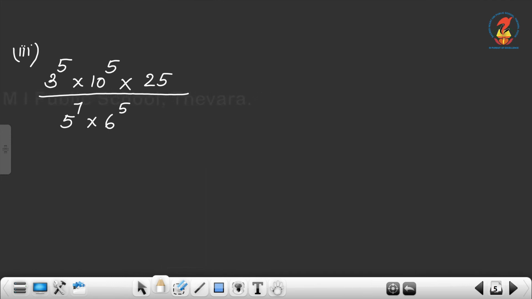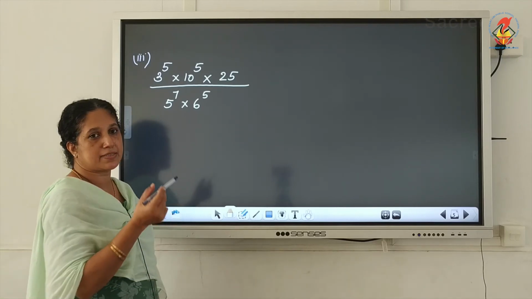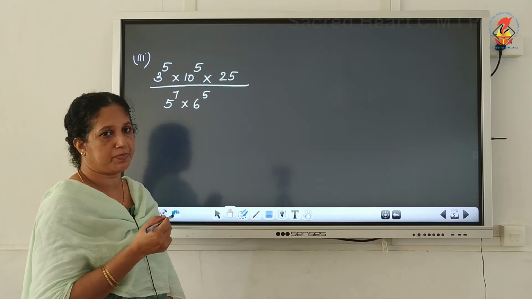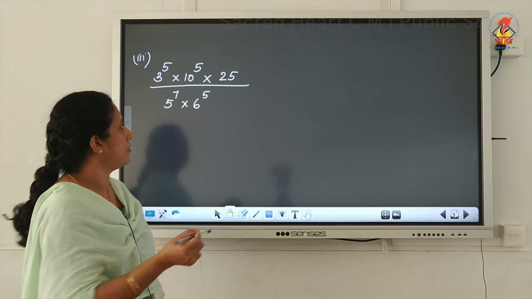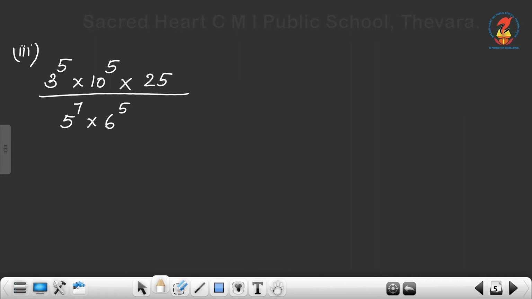Now next question. This also simplify: (3^5 × 10^5 × 25) divided by (5^7 × 6^5). So the first step, you have to look into whether all the numbers are expressed in exponential form. 3 raised to 5, 10 raised to 5, 25, not in exponential form. So 25 we can write as 5 into 5, which is equal to 5 squared, 5 raised to 2.